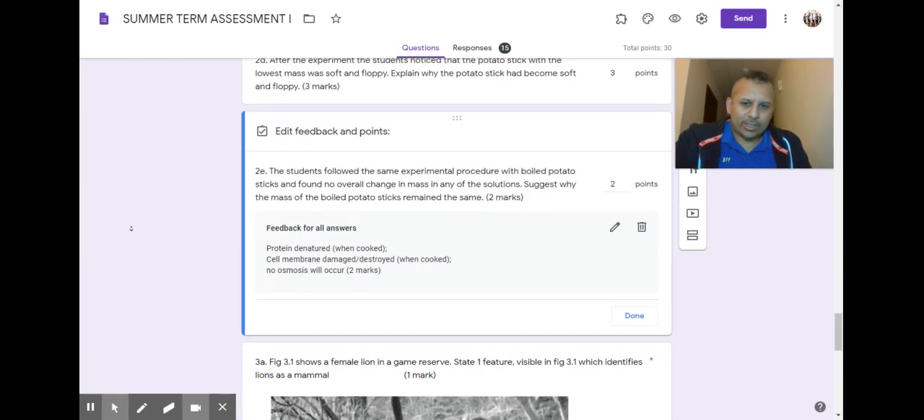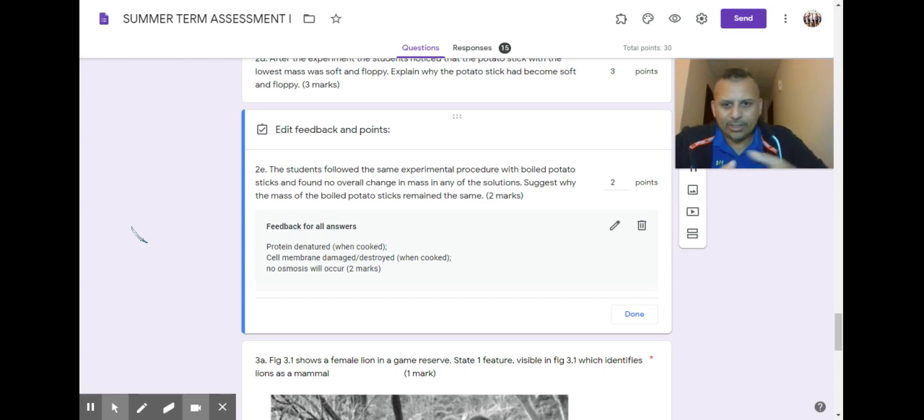When you boil a potato, the proteins are denatured when they're cooked. So the cell membrane is completely destroyed, and they have no control over what can move in or out of the cell. So as a result of that, no osmosis will take place.